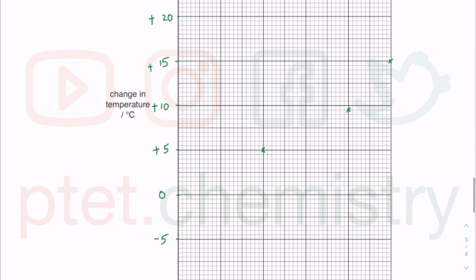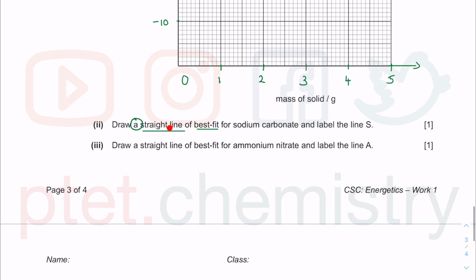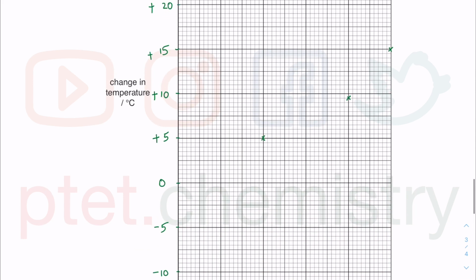Obviously you can see that they are not going to give you a completely straight line. It looks like a curve, but they want a straight line, just one, for the sodium carbonate, and label it as S for just 1 mark. So we need to be careful. I'm drawing this on the iPad, so on the screen it looks all right.